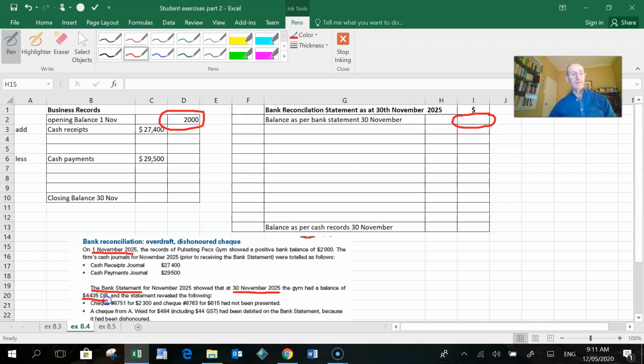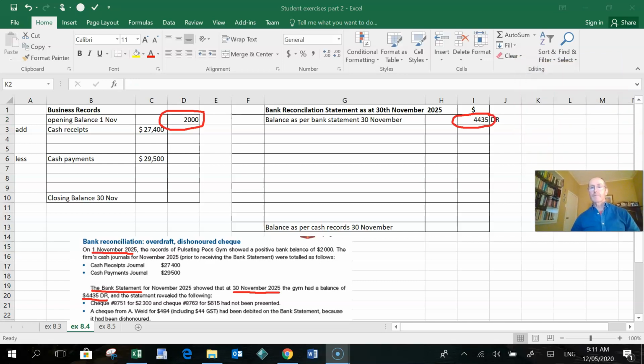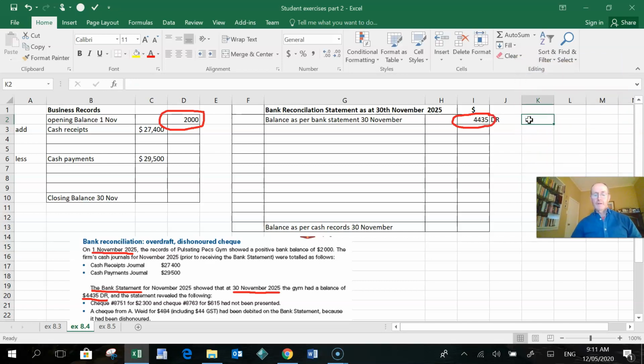All right, so here we're going now with the debit opening balance. 4435 debit. That is the same thing as an overdraft. So that's an overdraft, or a current liability, and that will impact on what we add or subtract over here. So what are we going to do in terms of adding or subtracting? We've got a couple of choices, and I'll go through both.